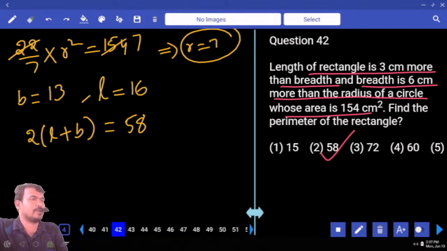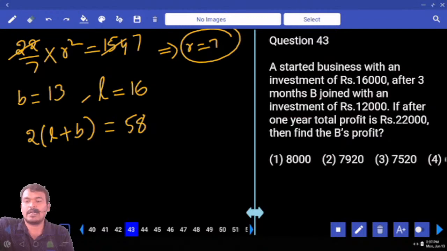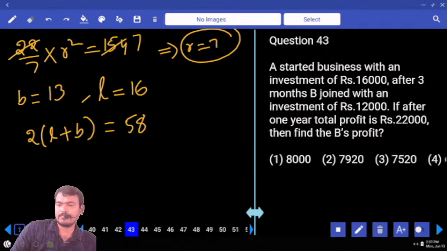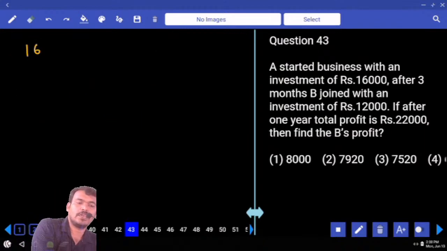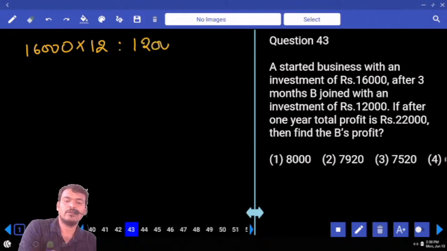I think this one was also a repeated model question. Next, question number 43. A started a business with an investment of 16,000. After 3 months, B joined with an investment of 12,000. If after 1 year the total profit is 22,000, find the B profit. What is the A investment? 16,000, used for 12 months. B joined after 3 months. What is the B capital? 12,000, used for 9 months.